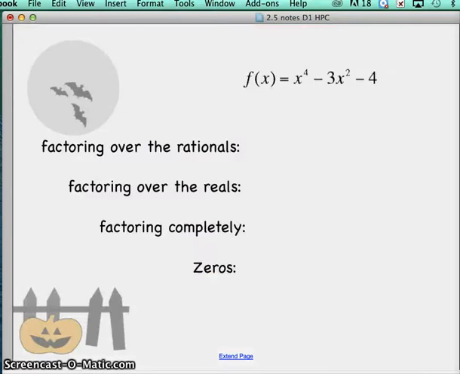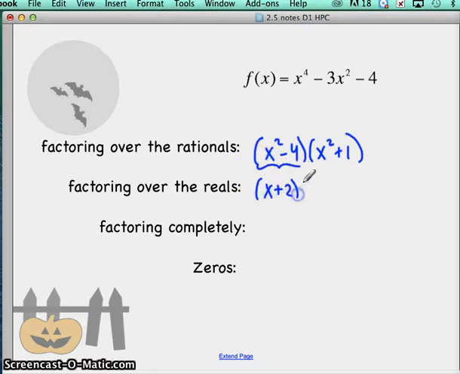Okay. Now there's different stages of factoring. This is the same problem. When we first started factoring, we had it broken down to x squared minus 4 and an x squared plus 1. That's the least factored of all the factoring. Then what we did was we broke this down into x plus 2 and x minus 2. And then we had the x squared plus 1.